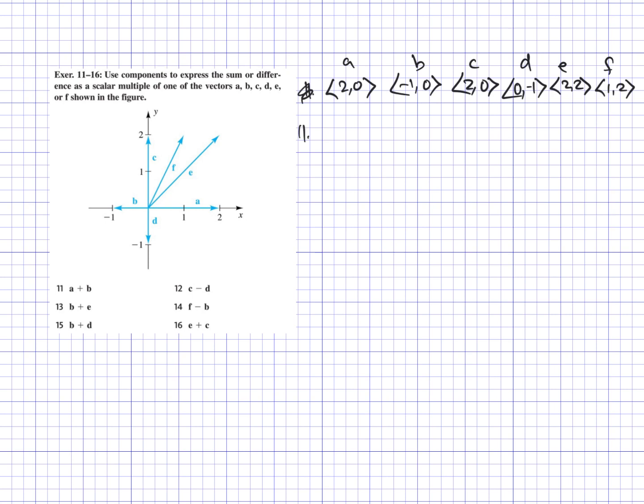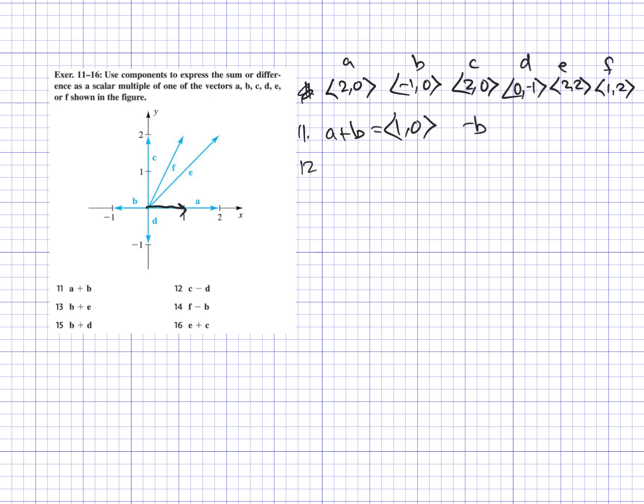So number 11, A plus B is going to get you 1, 0. All right, so 1, 0 is right there. Well, what would that be if I had to use the figure there? Well, I could say half A, or I could say negative B, and negative B is the actual answer.